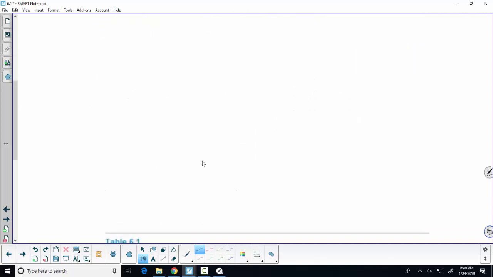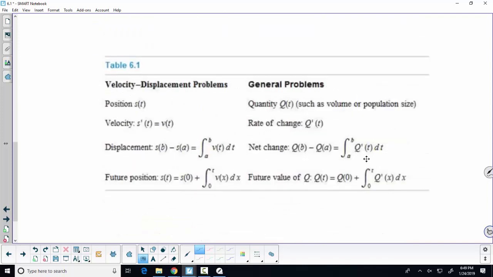Let me go back. So here are the specifics that we've been working on in the left column. The more generic ones are here for any general problem. We've got our net change, which was equivalent to our displacement, right? The net area under the curve gave us displacement, net change. And then future value, where we have any quantity, the initial quantity, and the antiderivative of the rate of change of that quantity.